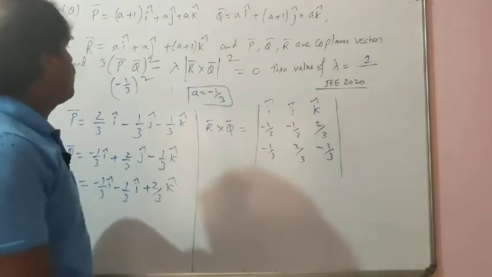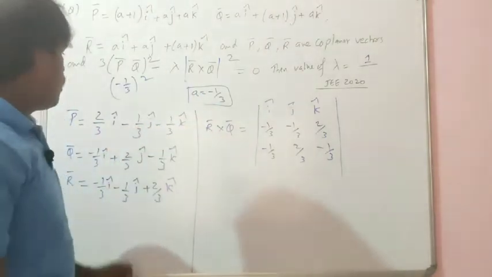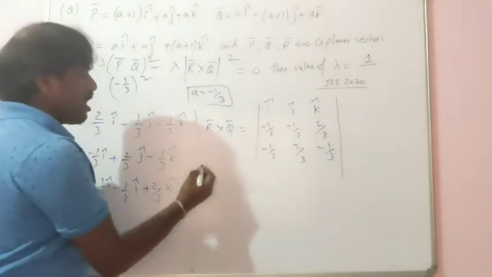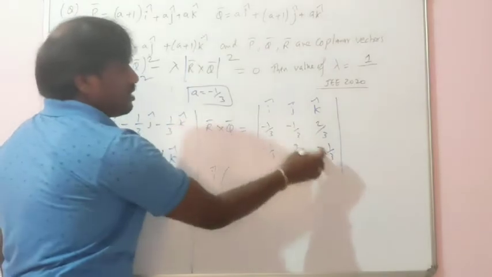Hope you understand. Then we can get the answer. R dot q mod q square. So what am I going to get here? Now I will get r cross q vector. That is, r cross q vector can be written with the i component using cross multiplication.